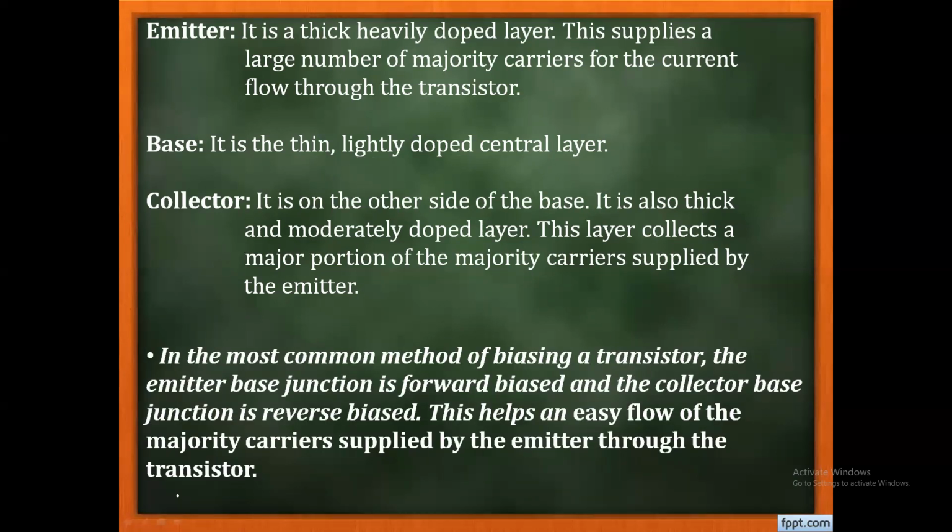In the most common method of biasing a transistor, the emitter base junction is forward biased. Very important concept. The emitter base junction is always connected in forward bias, and the collector base junction is always connected in reverse bias. This helps an easy flow of the majority carrier supplied by the emitter through the transistor. So right now, you just keep these things in your mind. The emitter to base junction is always connected in forward, and the collector to base junction is always connected in reverse. Please keep these things in mind.